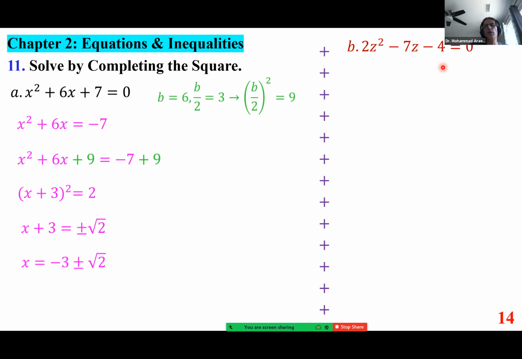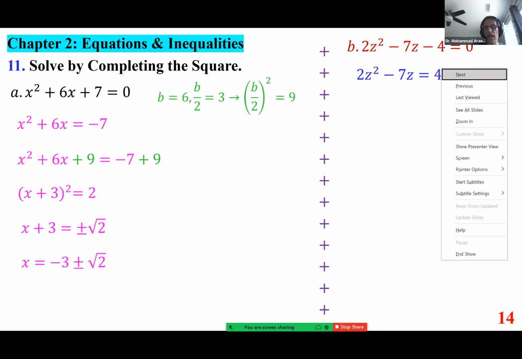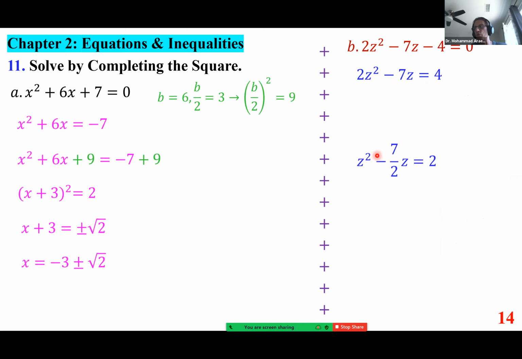What about this one? We want to move the -4. We want to get rid of the 12. So two things, get rid of the constant, get rid of the a. So this moves, becomes +4 on the other side. Let's divide both sides by a, whatever it might be. So this becomes just z squared minus 7/2 z equals 4/2 or 2.